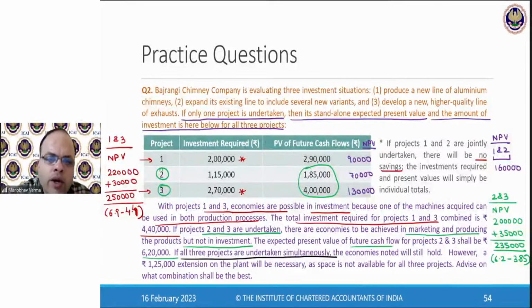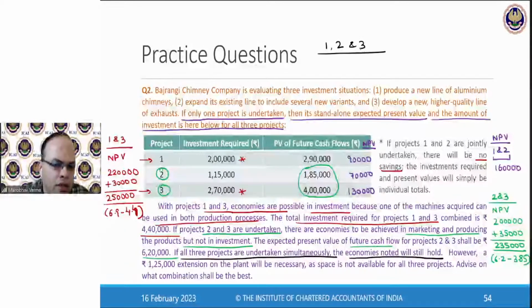Okay, great. Now, if all the three projects are undertaken simultaneously, they're saying economies noted will still hold. If 1, 2, and 3, the economies will still hold, but there will be an additional 1,25,000 extension required here. They're saying that economy is okay, but we would like to get some additional investment.